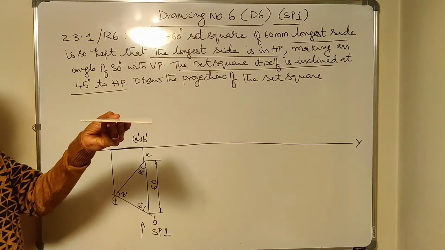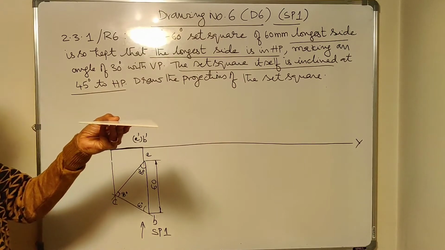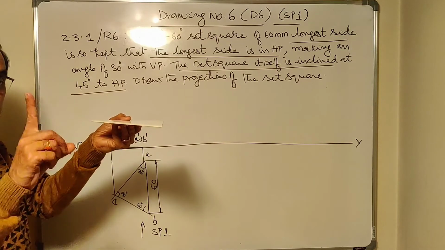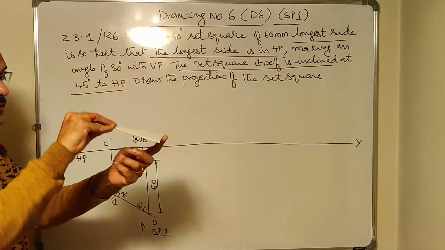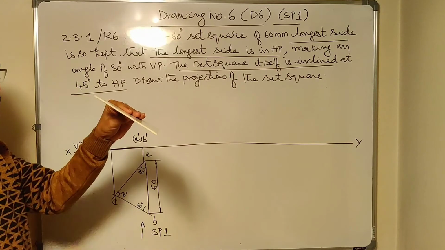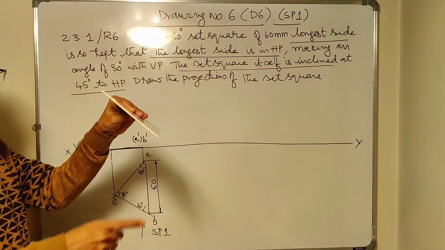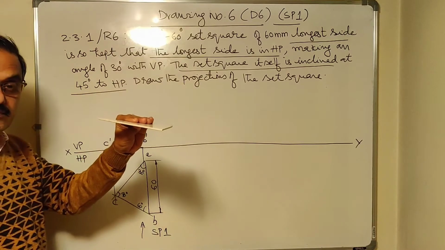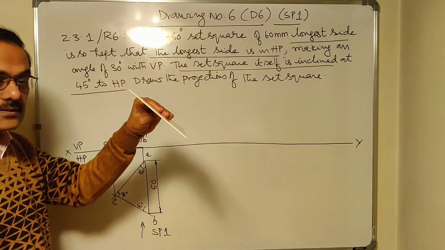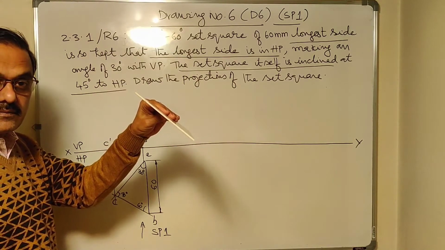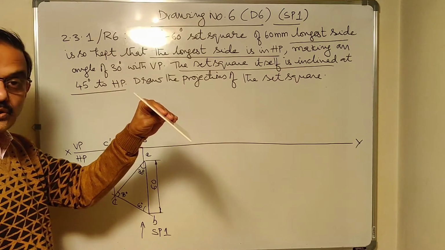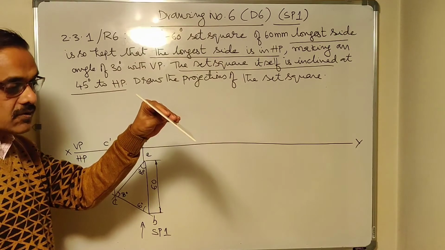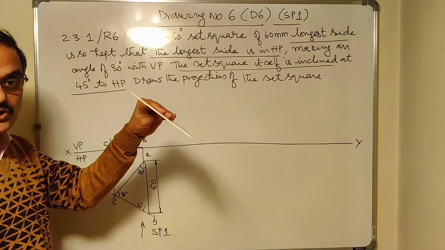Now I will move to the HP condition. What is the HP condition? One edge should be on HP and the surface should be inclined at 45 degrees to HP. So I must rotate the lamina about this right side edge. So I am rotating it like this. For this position you have to draw the projections, which is the second step. Or in other words, you are satisfying the HP condition.